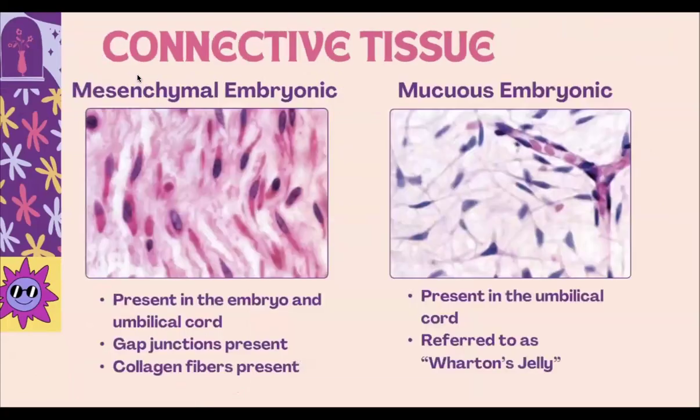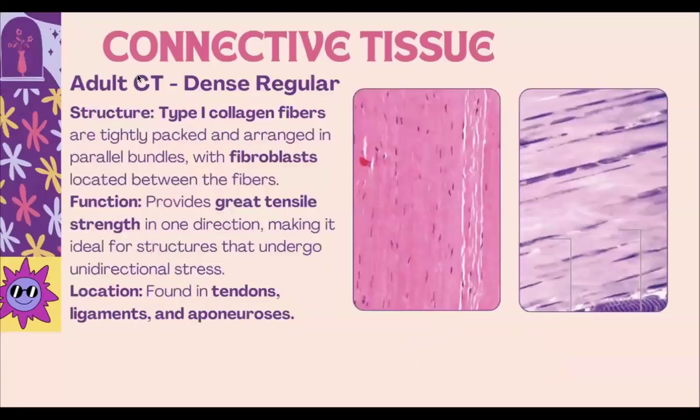So yeah. And then now we're coming into the histological images. So remember there's the embryonic connective tissue, so there's mesenchymal and mucus. Mesenchymal is present in the embryo and the umbilical cord, and it also has gap junctions. Very important to note. Collagen fibers, you can't see them in mesenchymal. Then you have mucus embryonic, which is only seen in the umbilical cord. Very important distinction to make again. This appearance, the way this looks, is called Wharton's jelly.